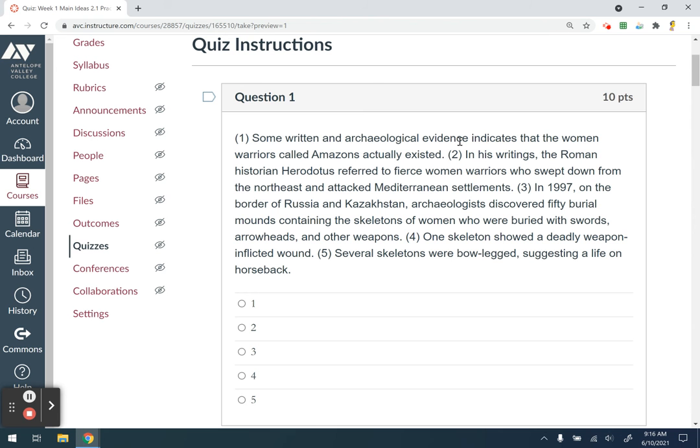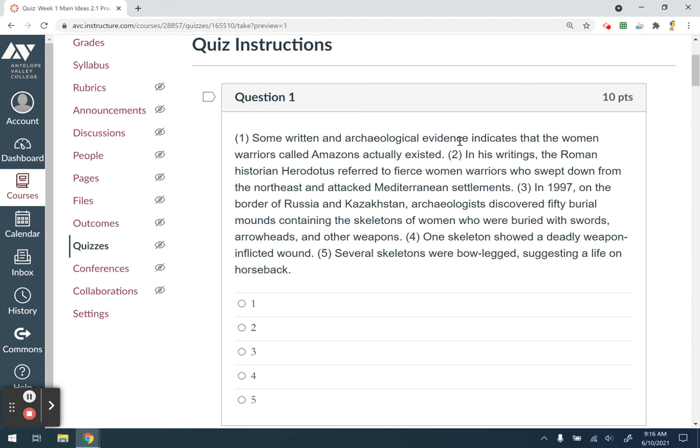So what are they saying about the women warriors? Well, if we look at, and again, you're going to look at the supporting details here. And the supporting details are going to, as we said in chapter 3 notes, support the main idea.